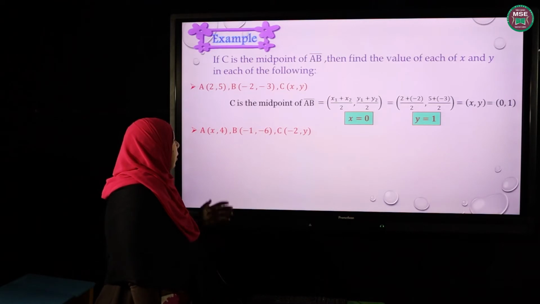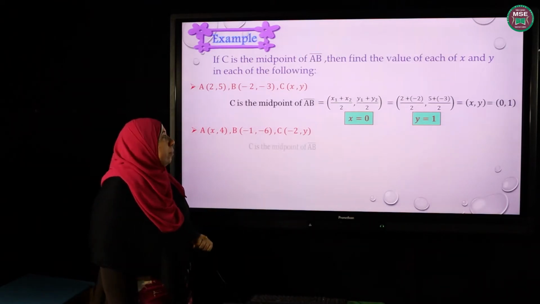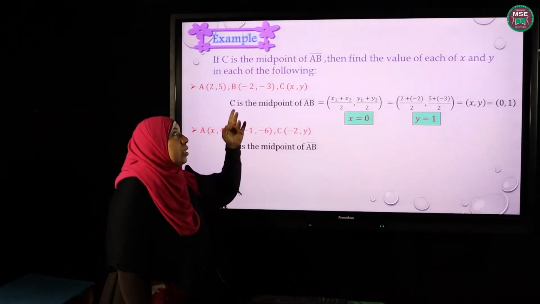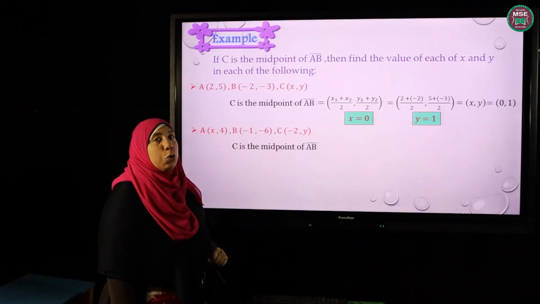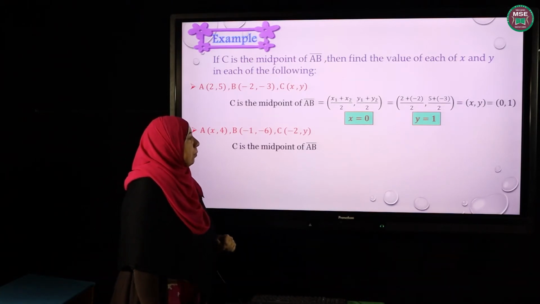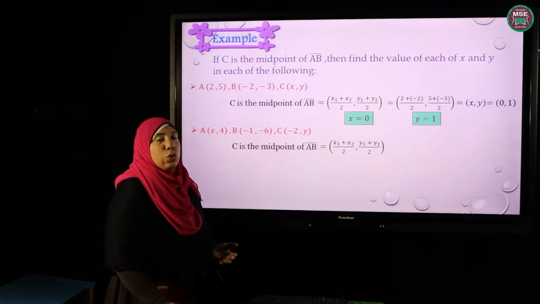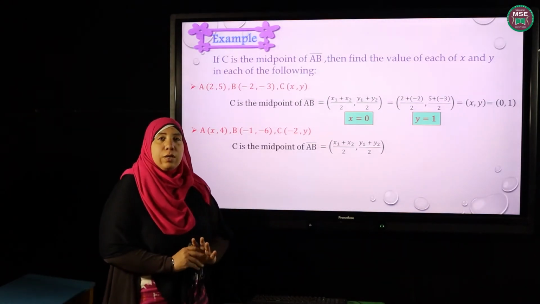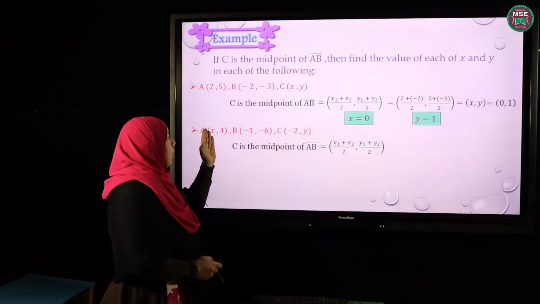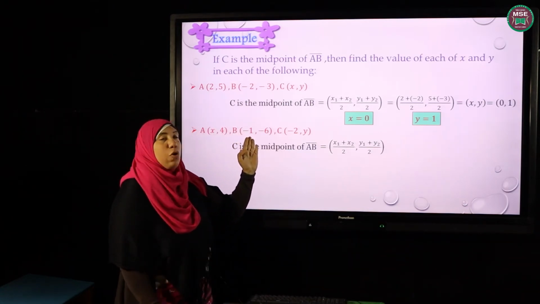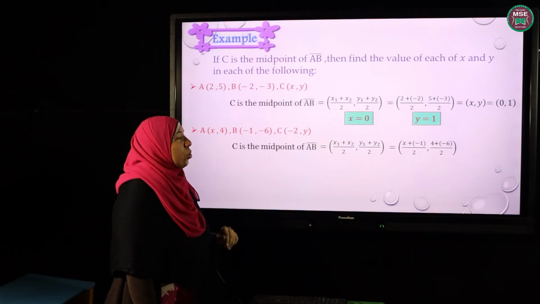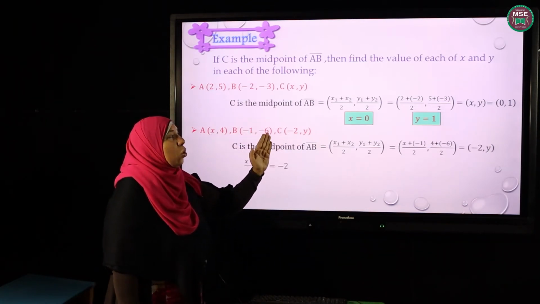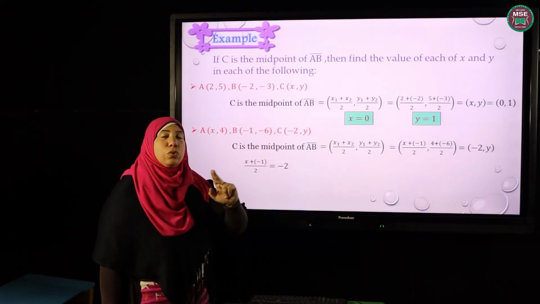Another example: A is (x, 4), B is (-1, -6), and C is (-2, y), for the same example that says that C is the midpoint of AB. So I will use the rule normally as I will find the midpoint. Now, if I use x with x of B, I will find C. So x plus -1 over 2, 4 plus -6 over 2, I will find C, which is (-2, y).